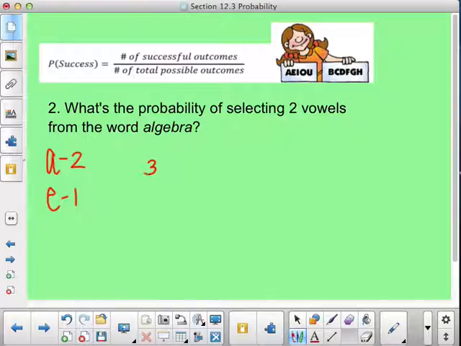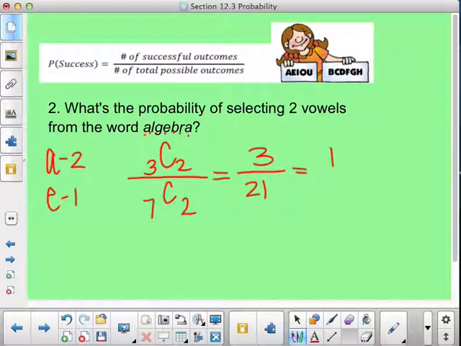So there's 3 total vowels, and I'm going to be selecting 2 out of it. And then how many total ways can I select 2 letters? Well, there's 1, 2, 3, 4, 5, 6, 7 letters in algebra, so it would be 7C2, selecting 2 of them. And remember, you can do this on your calculator, or you can do it using the formula. Up to you. But when you do, you get 3 over 21, which is equal to 1 over 7. And if I divide that out, I get 0.143.